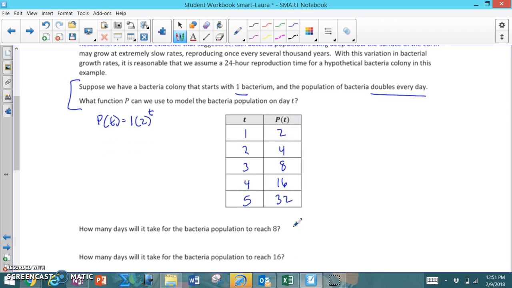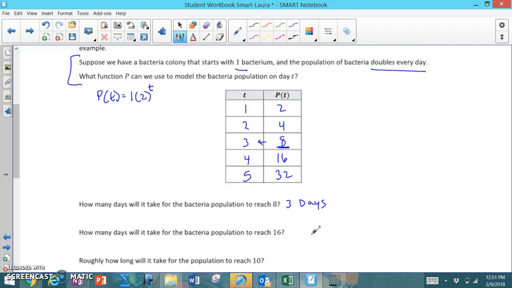So let's talk about using this table. How many days will it take for the bacteria to reach 8? Well, I look at my table, I find the bacteria is 8 when it's day 3, so it takes 3 days. The next question is very similar, but now we want to know how long it takes to reach 16. Well, again, I find the 16, and that's going to take 4 days.